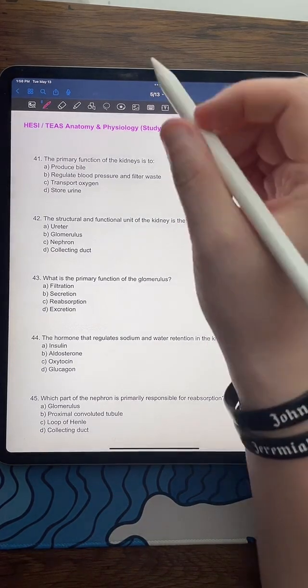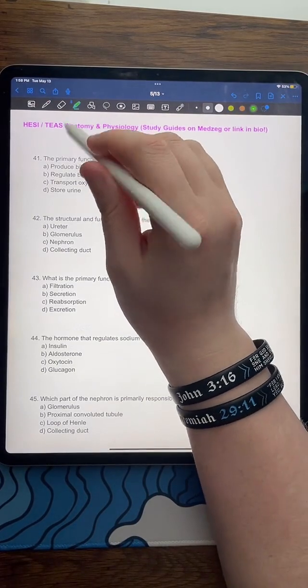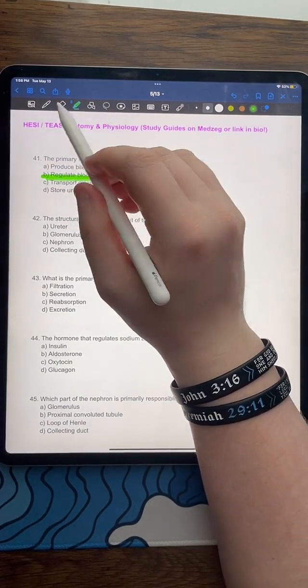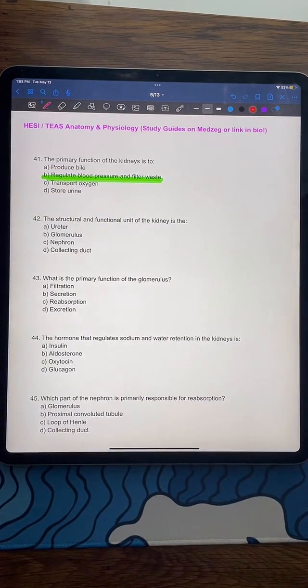The answer is B. It is to regulate blood pressure and filter waste. My goodness. There we go. Third time's a charm. So the kidney is going to filter waste products from the blood, regulate electrolytes, and maintain blood pressure by controlling the fluid balance and releasing like renin.